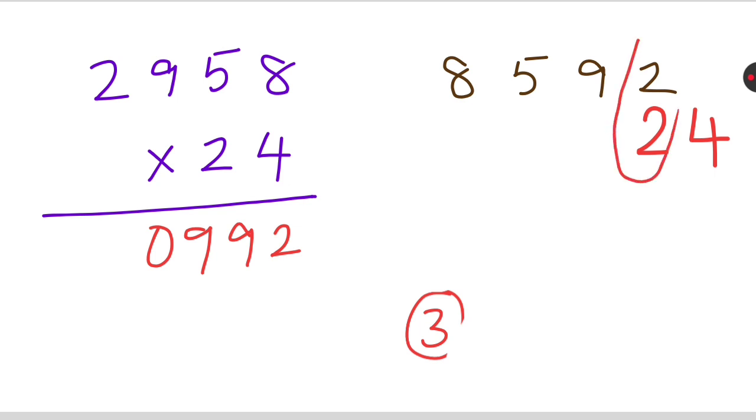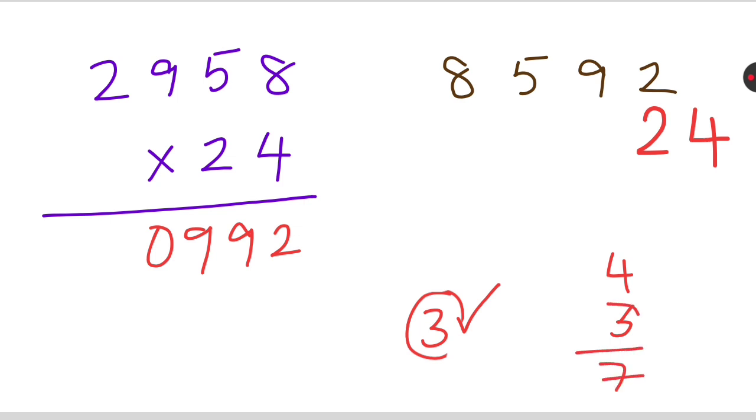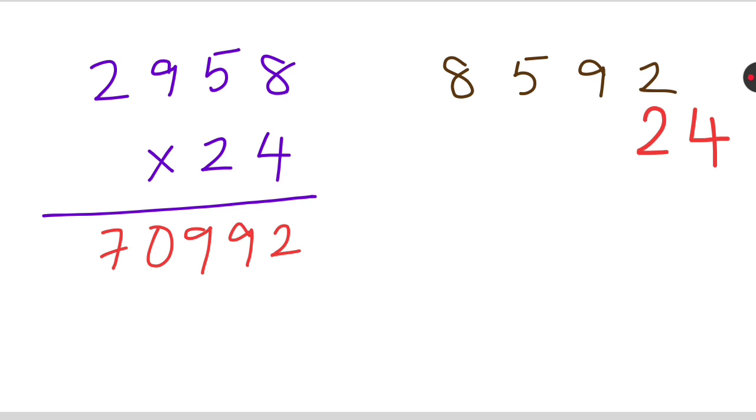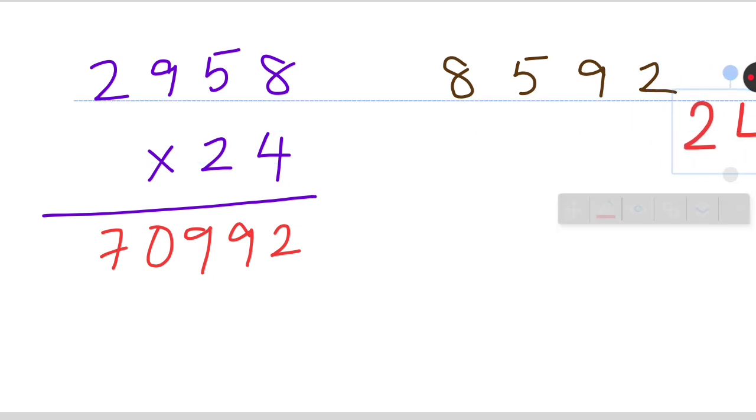Now we have 2 times 2, which is 4. 4 and carry 3. So 4 plus 3, which gives 7. So write 7 in your result. Now we don't have any carry. So then again you have to keep sliding to the right.